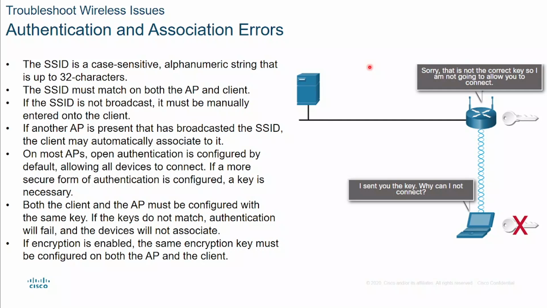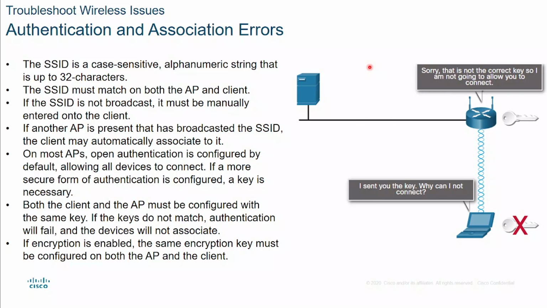Authentication and association errors. The SSID is case sensitive. It is an alphanumeric string that can be up to 32 characters. The SSID must match on both the access point and the client. If the SSID is not broadcast, it must be manually entered into the client, which means you must type the correct SSID. If not, you're not going to be able to connect to the network.